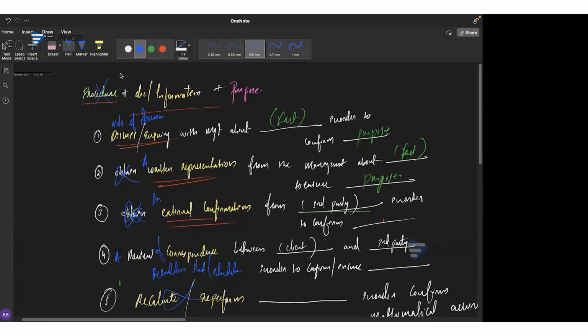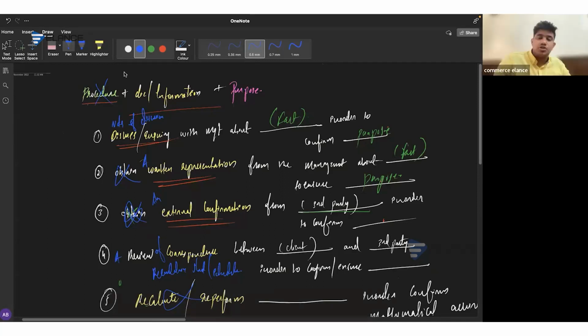Yes, sir. So this will be one of the short questions from the area of reporting. So everyone should be practicing the maximum number of questions from this area.